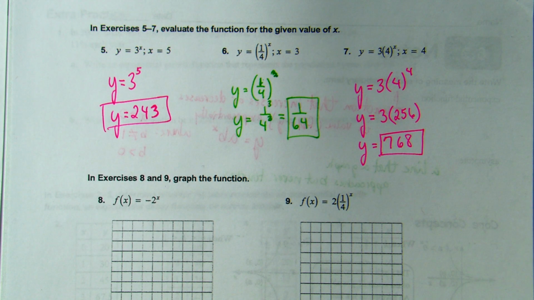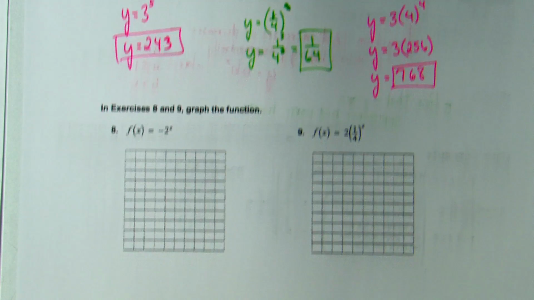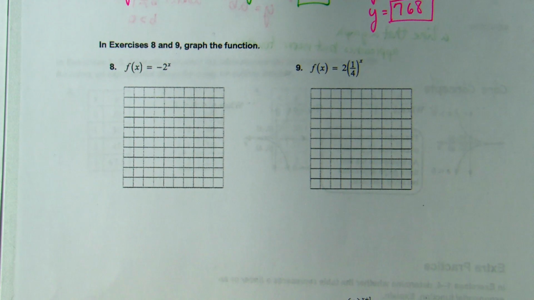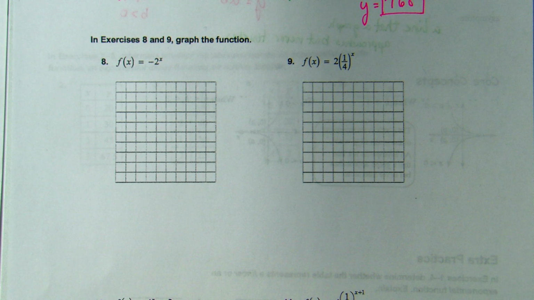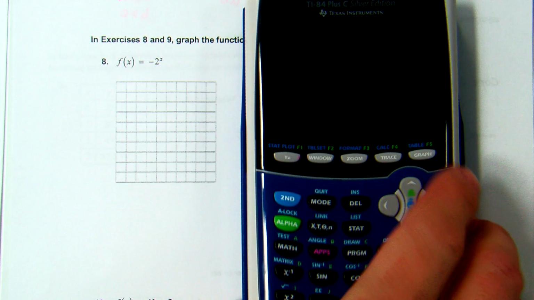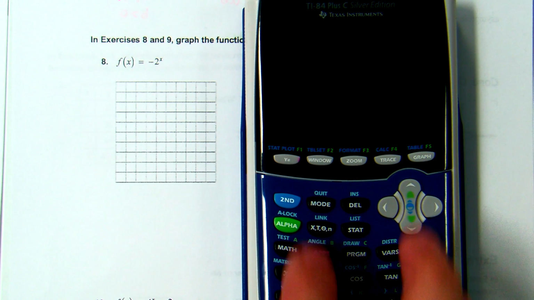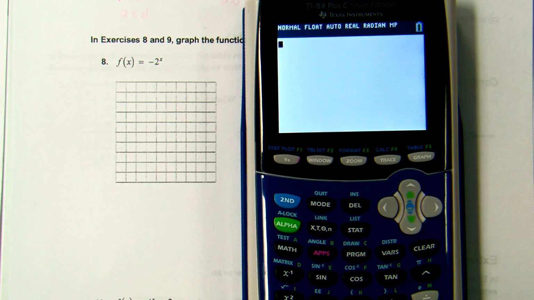Okay, moving on to graphing. And in the graphing part, we're going to use our calculators to help us out tremendously. The first thing I'm going to tell you to do is to put this in the calculator in the y equals to give us an idea what this graph is going to look like. And then we can look at the table to find actual values for this graph, and we can plot those points and draw it ourselves.